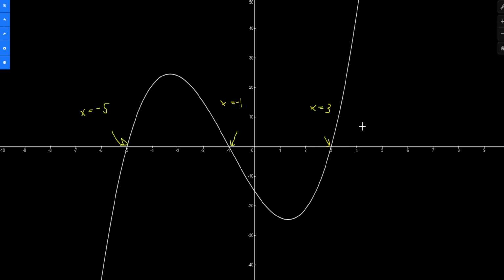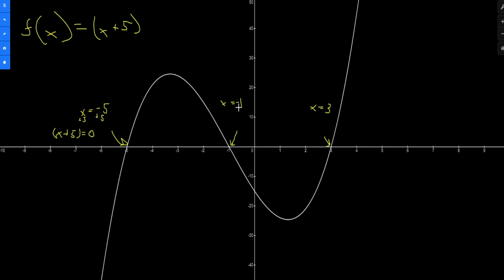Now, the thing is, we don't know what this function is exactly. So we're going to use these answers to create the original function. Since x is equal to -5, if I add 5 to both sides, that means x plus 5 equals 0. And as we said earlier, if we set it equal to 0, that means it's a factor of the function. So x plus 5 is in there somewhere.